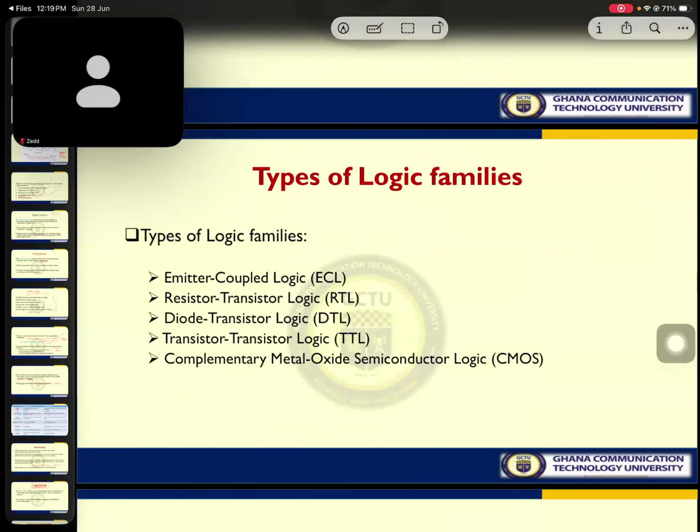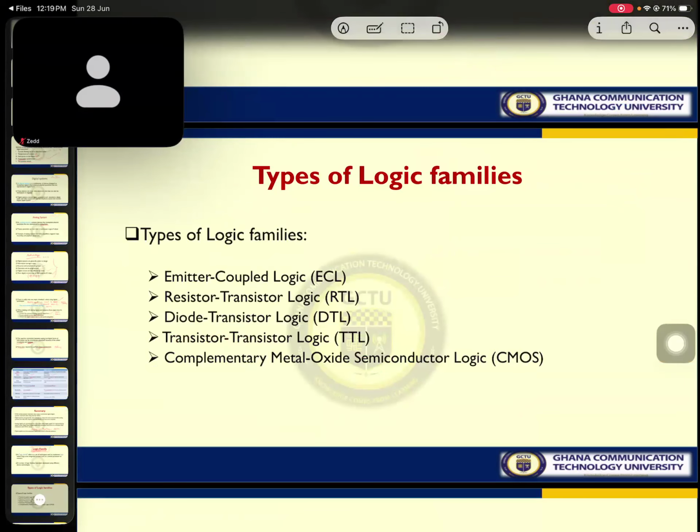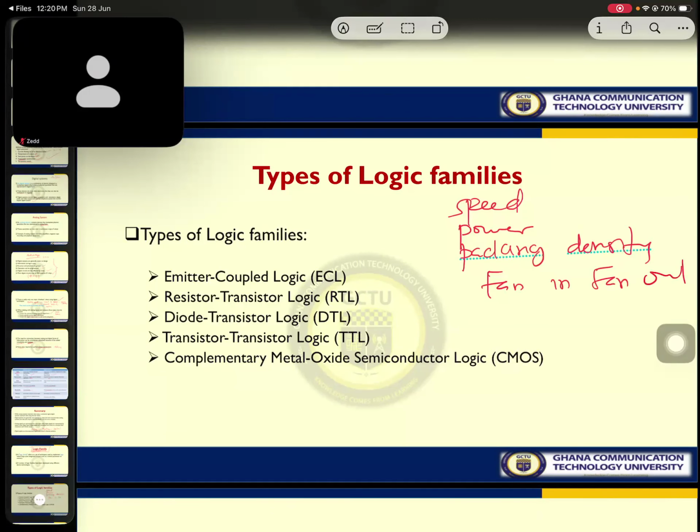The first one we have is what we call the emitter-coupled logic. When engineers choose a logic family, you first need to consider the speed. Very important. You need to consider power. You need to consider packing density. You need to consider what we call fan-in, fan-out, and the others. Now, these are very important.